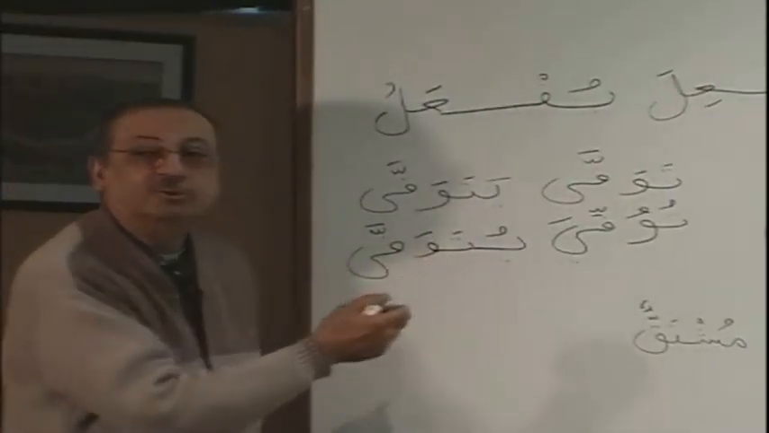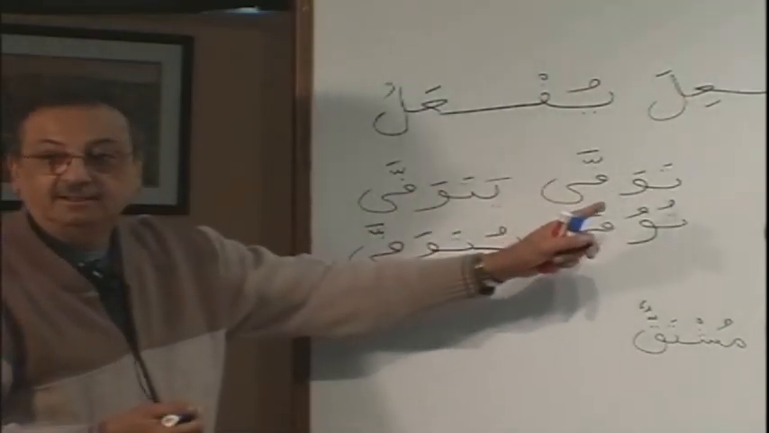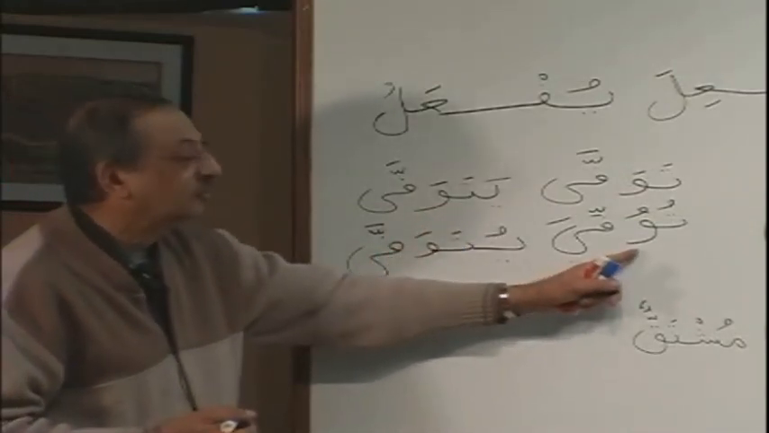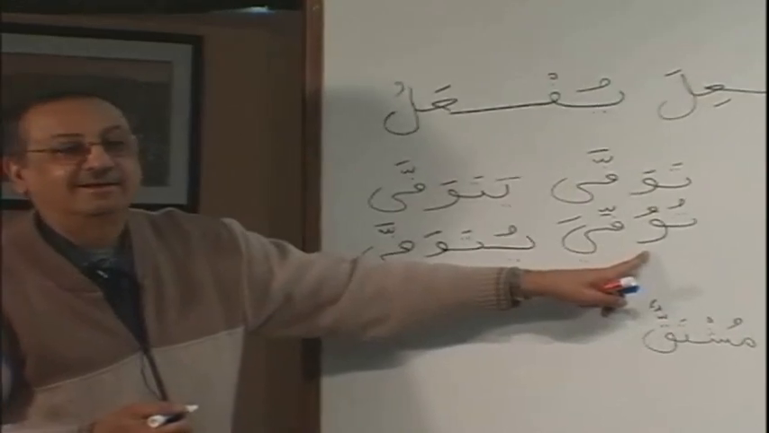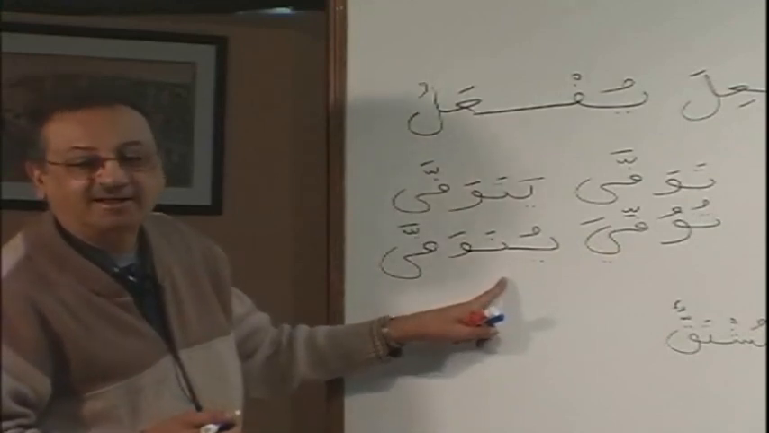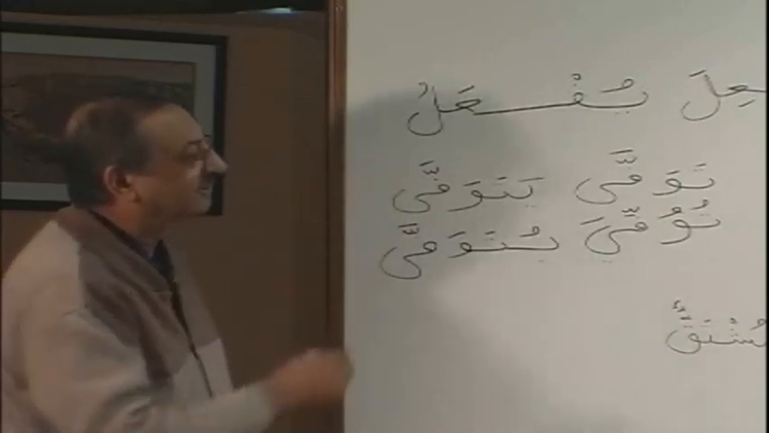Got the idea, brothers and sisters? The alamatu mudari'a is ya. Ain kalima is fa, it got a fatha. Anything else before ain kalima will get a fatha. So you got Yutawaffa. Tawaffa madi lil ma'lum, yatawaffa mudari' lil ma'lum, Tuwuffiya madi lil majhul, and Yutawaffa mudari' lil majhul. Got the idea? Keep that in mind, okay, brothers and sisters?